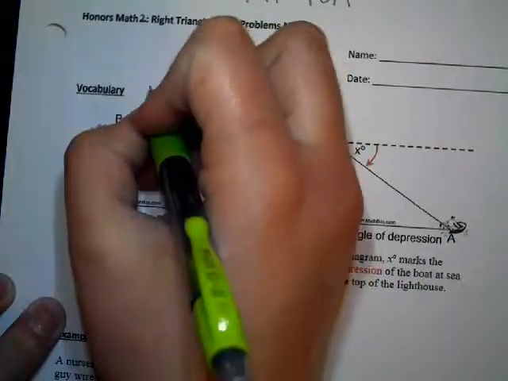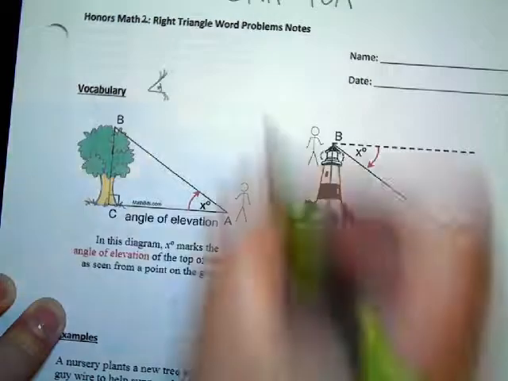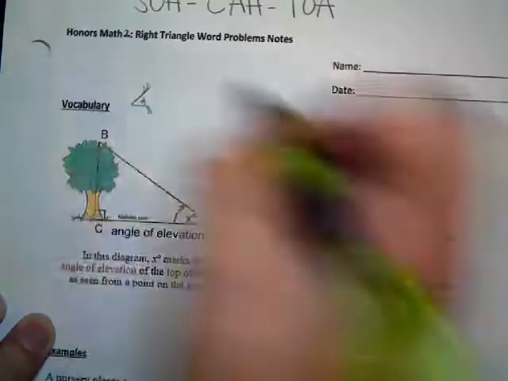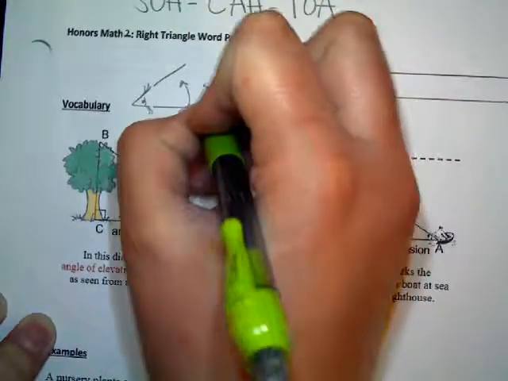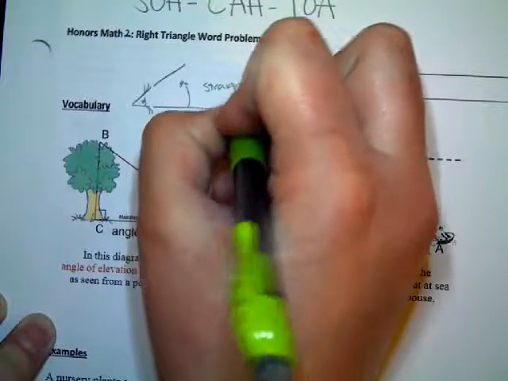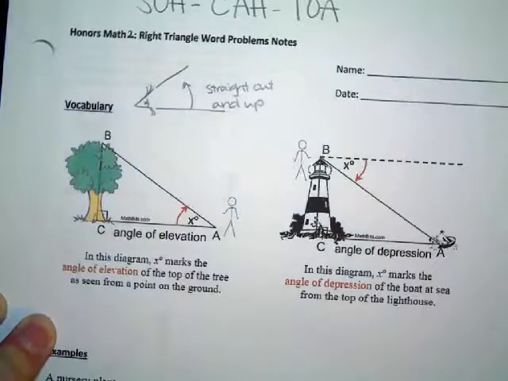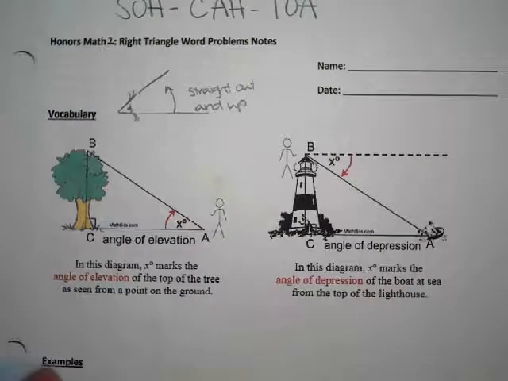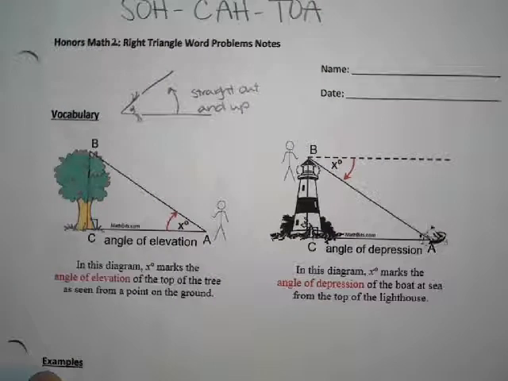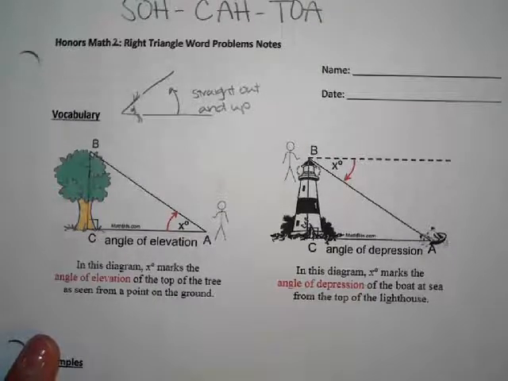So we're going to draw an eyeball. Some of you guys are going to be better at this than others. So here's my little eyeball. There's my eyelashes. Do you guys like that? So yeah, that's pretty good, wasn't it? So we go straight out and up. That is how angle of elevation works. Straight out and up. Okay?